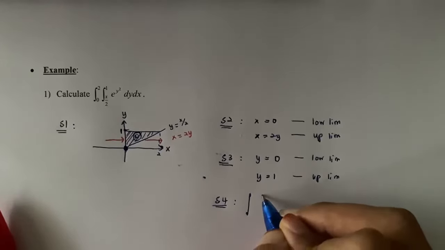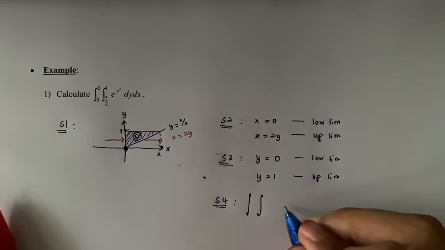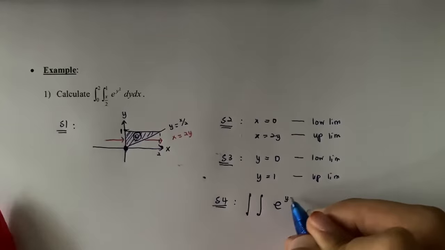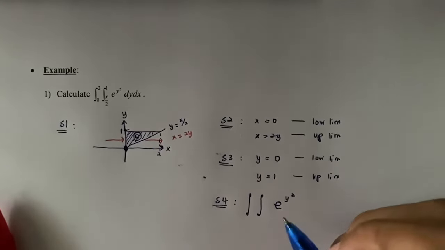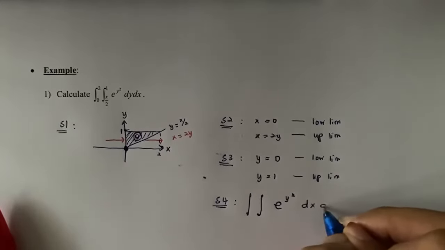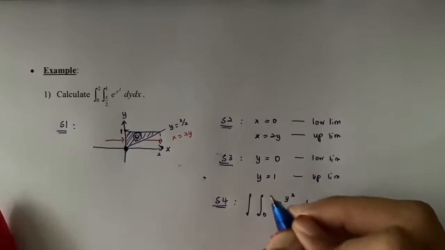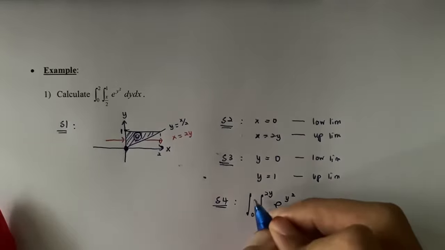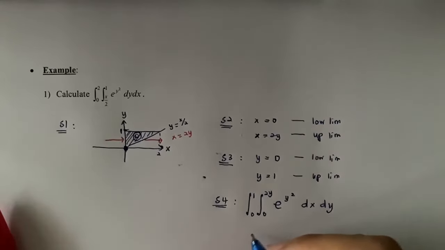Double integration. When we reverse the order, we don't change the f(x,y). So f(x,y) remains as e to the power y square. Do not change the function. We just change the order: dx dy. So the x limit is from 0 to 2y, and the y limit is from 0 to 1. Okay, so then we can solve this double integral.